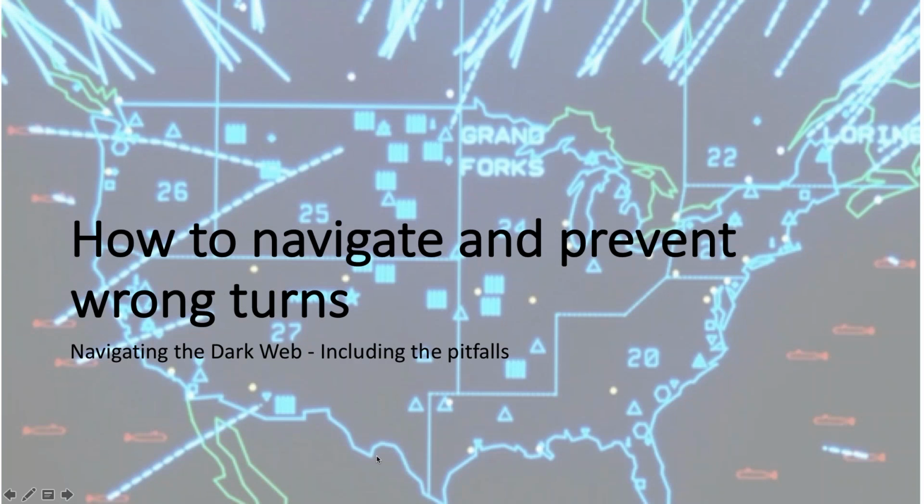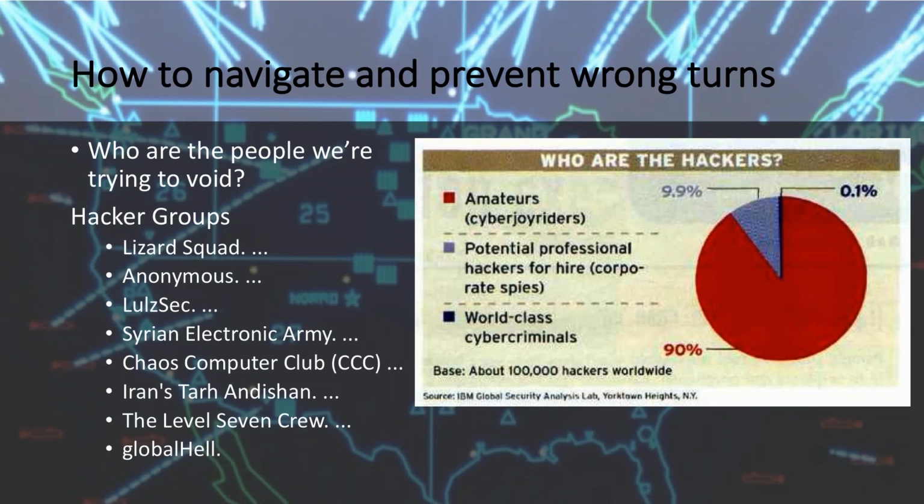So how do I navigate and prevent wrong turns? We're showing you some cool tools, and there's a really great graph that outlines who the hackers are. 90% are your amateurs, your joyriders, also called script kiddies, or script monkeys, where they're just running free scripts, like through Kali Linux, for instance, and just seeing what happens. Or they're trying to get into a website and having fun with it, and there's no real game behind it. They just think they're cool and want to show their friends.